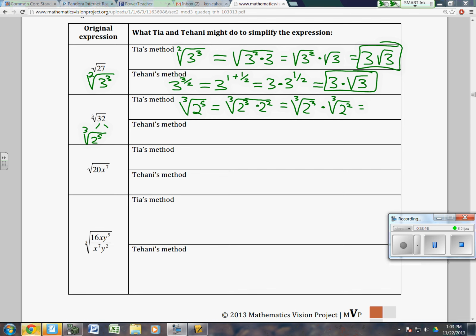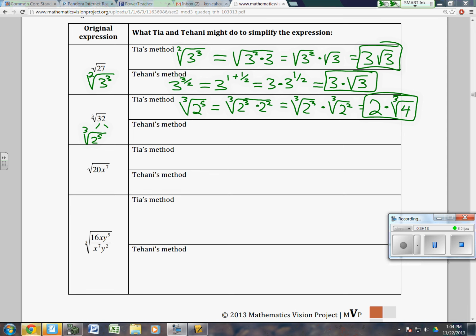Well, the nth root of a to the n is just a, right? So the third root of 2 to the 3rd is 2. And this one right here doesn't break down anymore. If I was writing it as a rational exponent, it would be times 2 to the 2/3. But in this case, I'm going to square the 2 and get 4. So I'm going to get the cube root of 4. So 2 times the cube root of 4. Now when I went around, most of you guys had that answer. You just didn't know how to follow these steps. Okay, you're getting it. That means you're getting it.